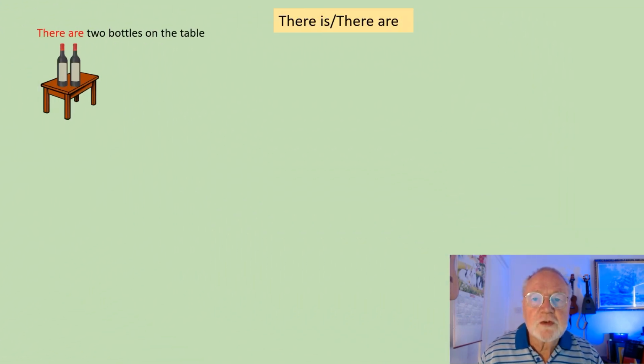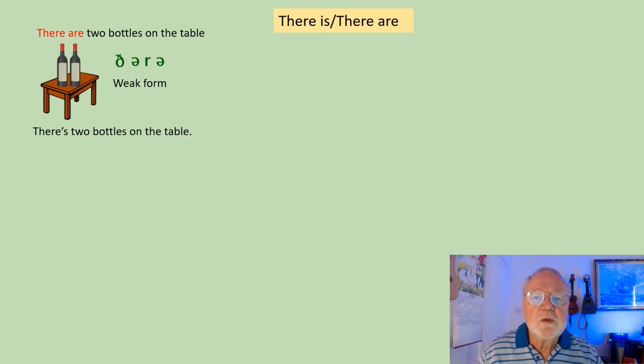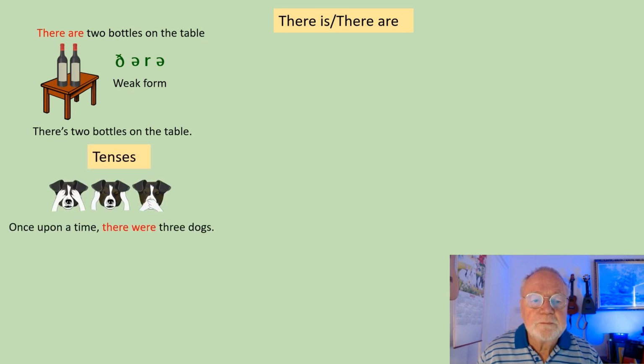There is changes to there are when it's followed by a plural noun, but it's still a weak form. There are two bottles on the table. But watch out for this. We can use there is even if the following noun is plural. It's just colloquial and we do it in everyday speech. There's two bottles on the table.